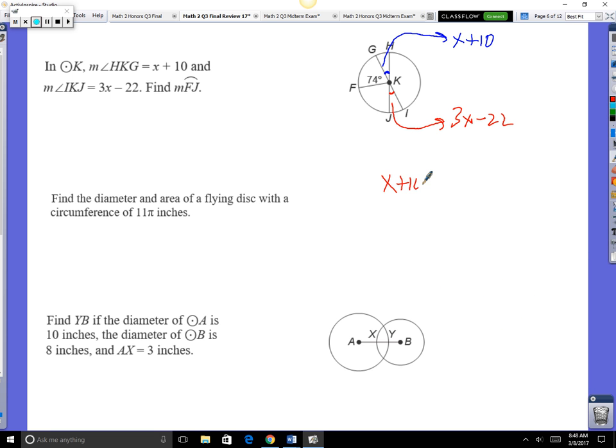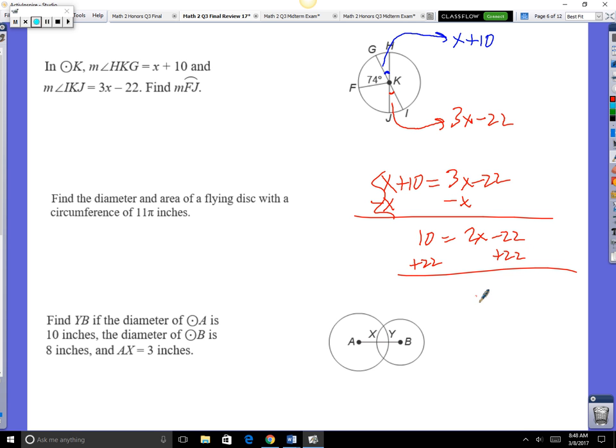So we're going to do x plus 10 is equal to the 3x minus 22. So I'm going to minus x on that side. And I'm going to have 10 equals 2x minus 22. And I'm going to plus 22, plus 22. So I'm going to have 32 equals 2x. Divide by 2, divide by 2. So I have x equals 16.